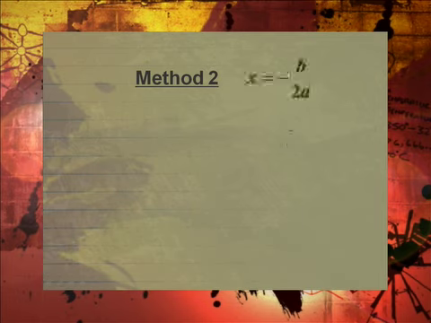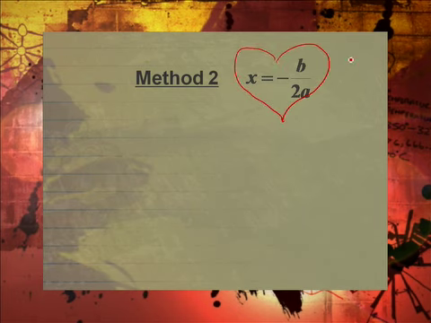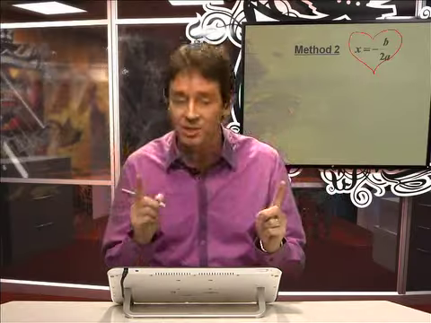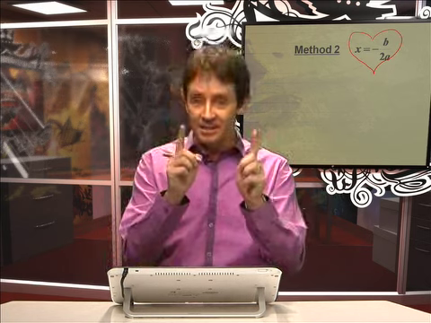Okay, it's this guy. Now watch this. This is a beautiful little formula. Let's put a heart around it. We're in love. Okay, minus b over 2a. You know why I'm in love? Because it stops you having to complete the square. But there's a little bit of a trick with this.